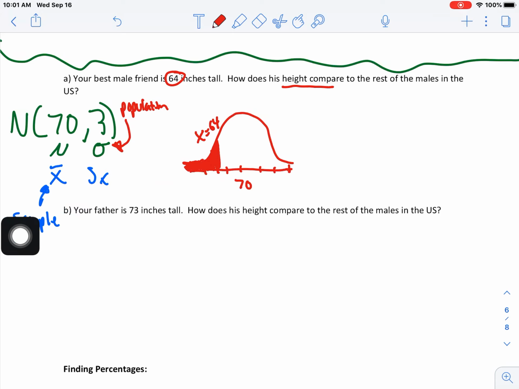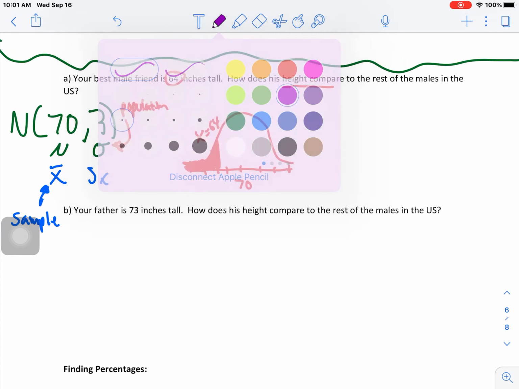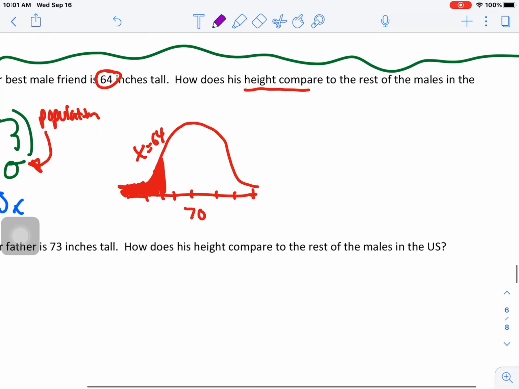All right, and this is where you would pull out your calculator to do a function. And this is going to be the first time you see that function, so I'm going to write out the steps up here so you have them. On your calculator, we're going to press second.